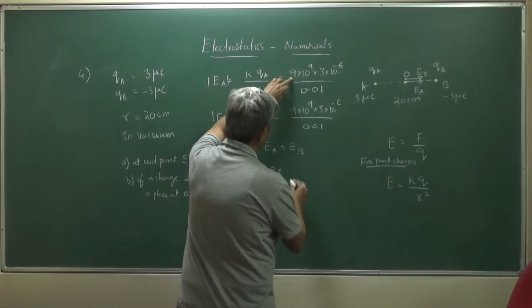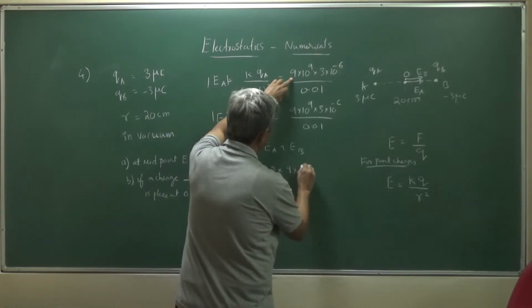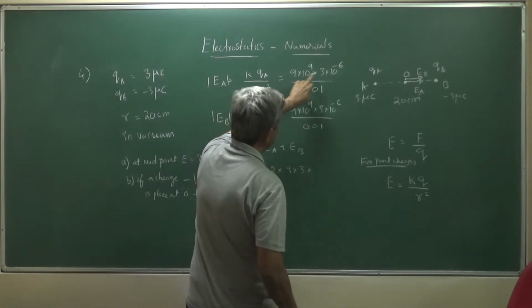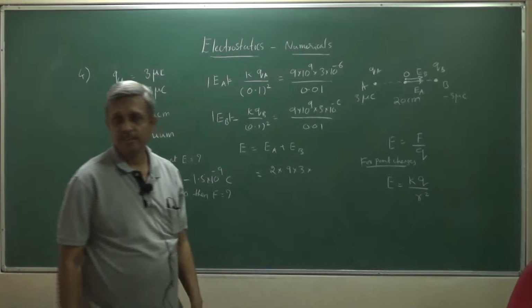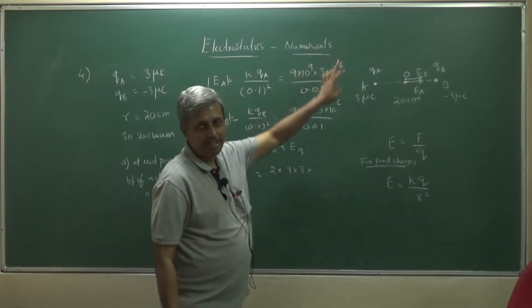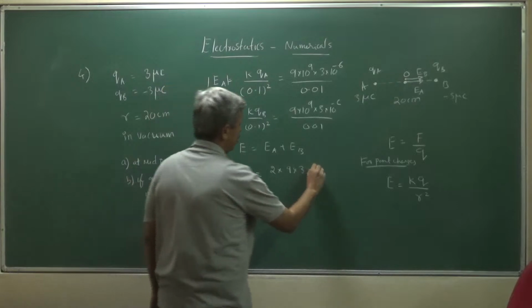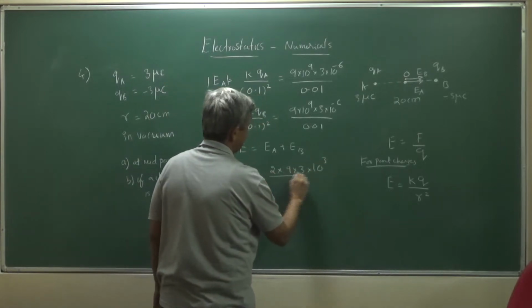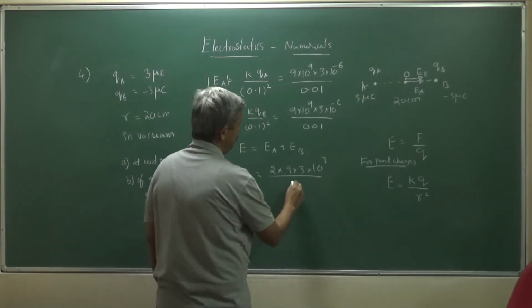So, 9 into 10 to the power 9, into 3, into 10 to the power minus 6, divided by 10 to the power minus 2.